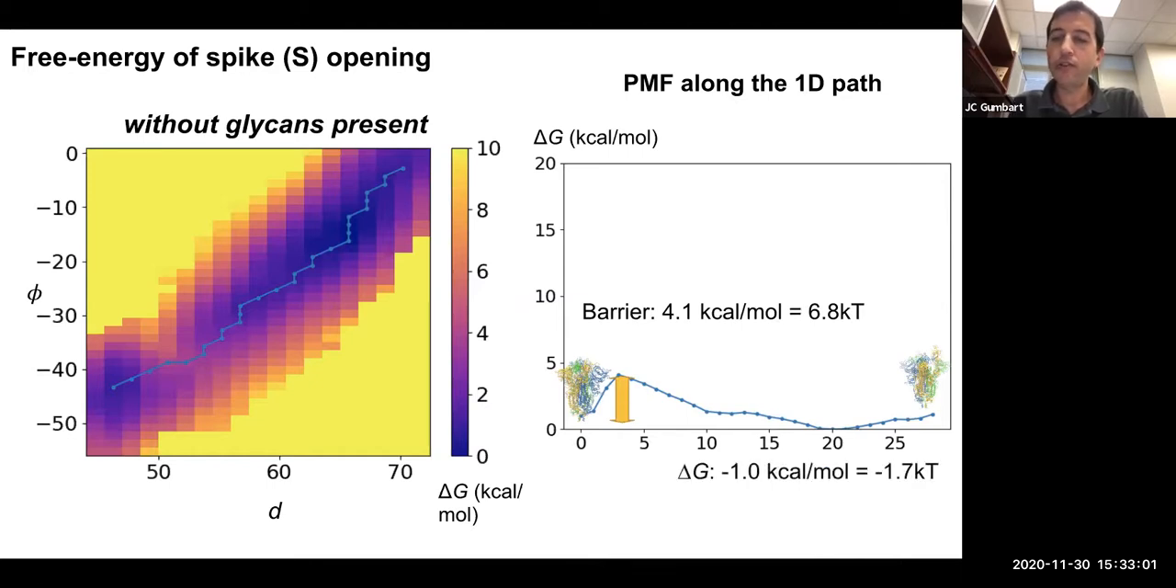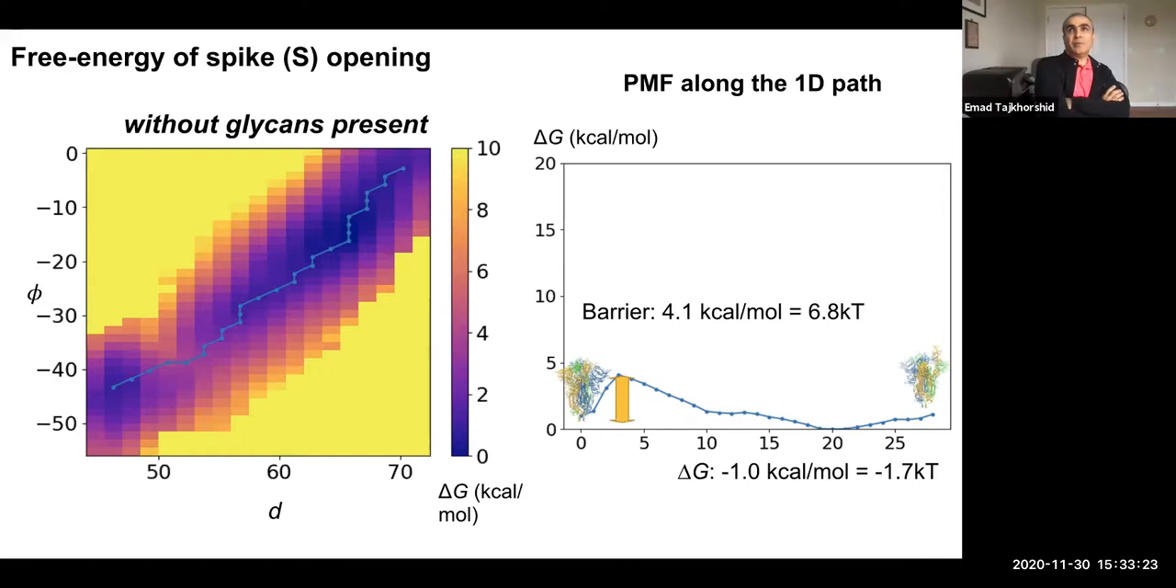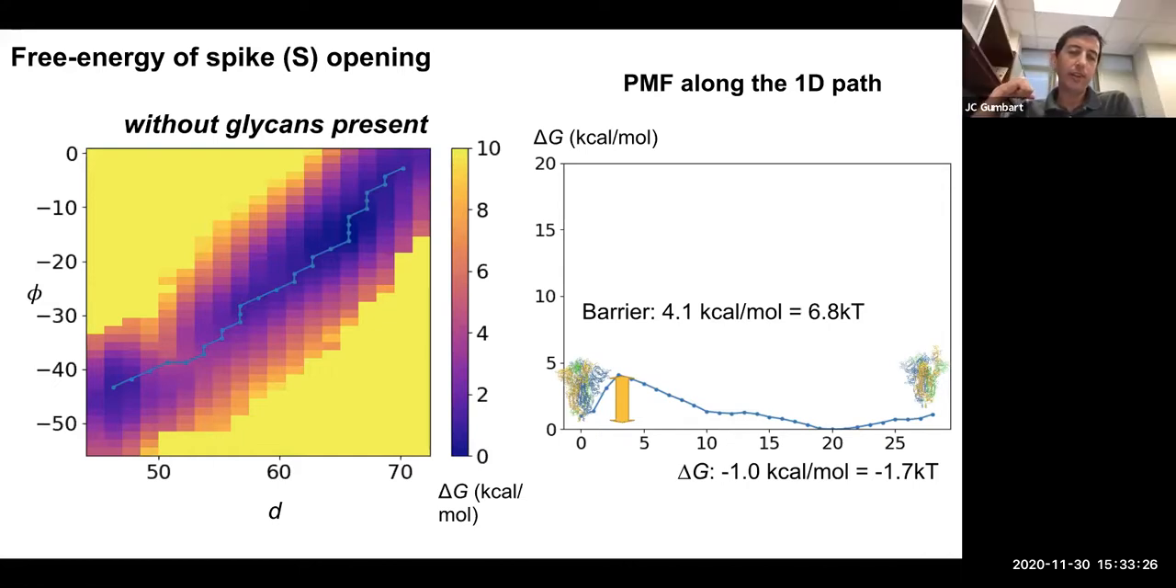The difference between the states, keep in mind before it was 1 kcal per mole, here it's minus 1 kcal per mole, but that's still, I would say, suggesting that the two states are roughly in close populations to one another. So the only difference is that without the glycans, you change the barrier significantly. You have a new minimum now, and the minimum does shift a little bit to the open state, but it's all within 1 kcal per mole. That's usually considered within chemical accuracy at that point.